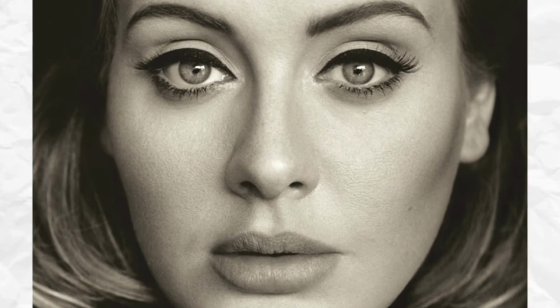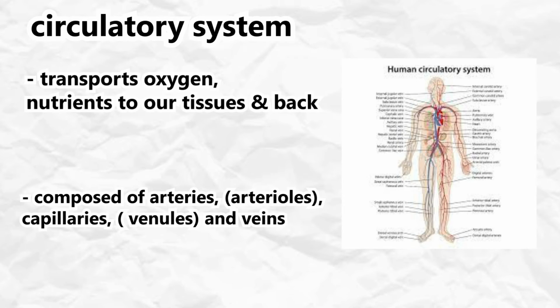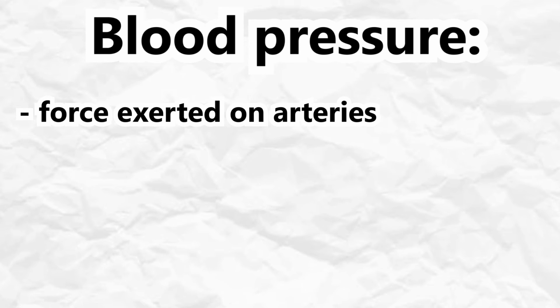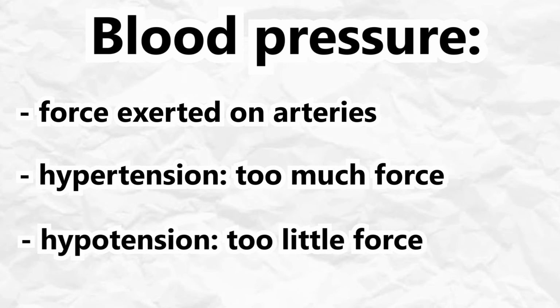And we're done. Can you believe it? Let's summarize what we've learned, shall we? The circulatory system is a system that transports oxygen and nutrients to our tissues and back. It is composed of arteries, veins, and capillaries. Blood pressure is the force exerted on arteries. Hypertension is too much blood pressure, and hypotension is too low blood pressure.